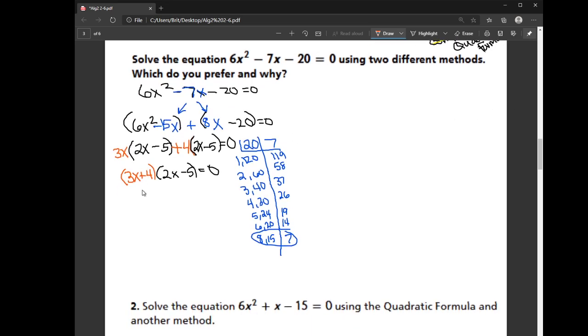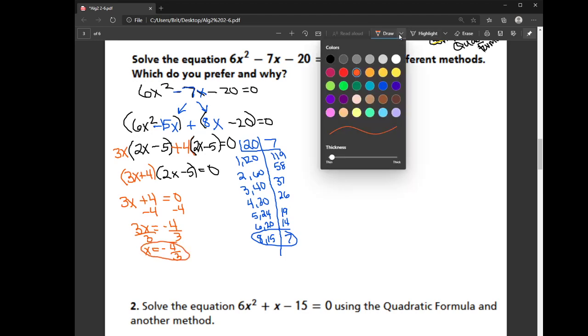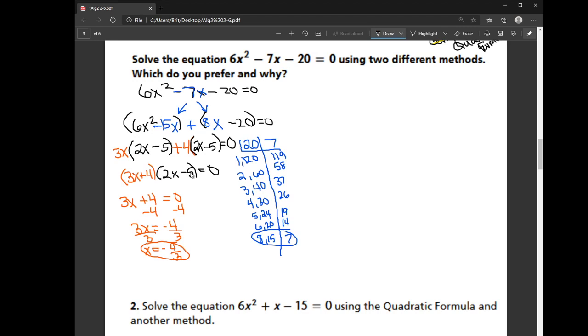And then to solve, we set each equation equal to 0, right? So I have 3x plus 4 equals 0, which I then subtract the 4, and then divide by 3. And then with this one, the 2x minus 5.